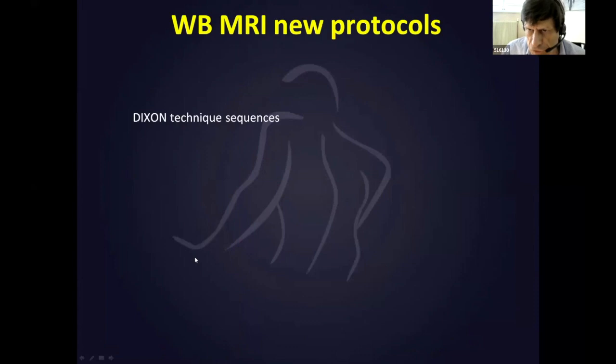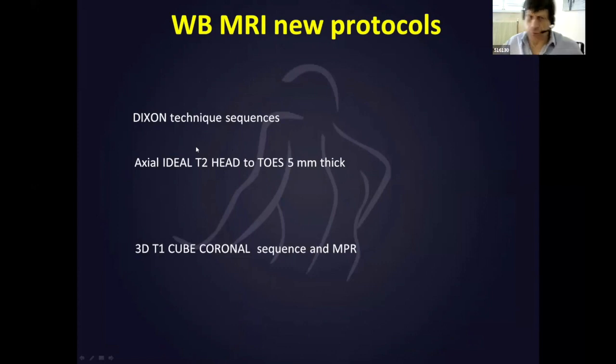Now we have new protocols that we can use to quantify fatty infiltration: the Dixon techniques, which can be adapted with T2 weighted sequence in order to have images of fat and images of water. These images of water have the same aspect as STIR or T2 fat sat images.